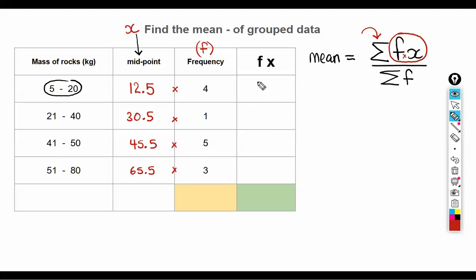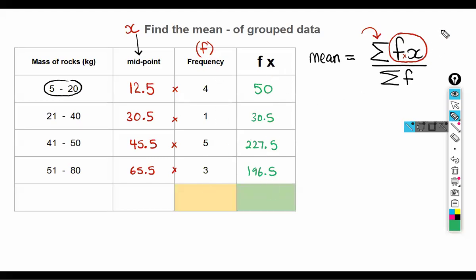So we're just multiplying these two, real simple stuff. 12.5 by 4 is, I'm going to use a different color so it's easier to talk through, I'm getting 50 here. 1 by 30.5 is 30.5. 45.5 multiplied by 5 is 227.5, and 65.5 multiplied by 3 is 196.5. You all can agree with those values also, right? I take the f and multiply it by the x.